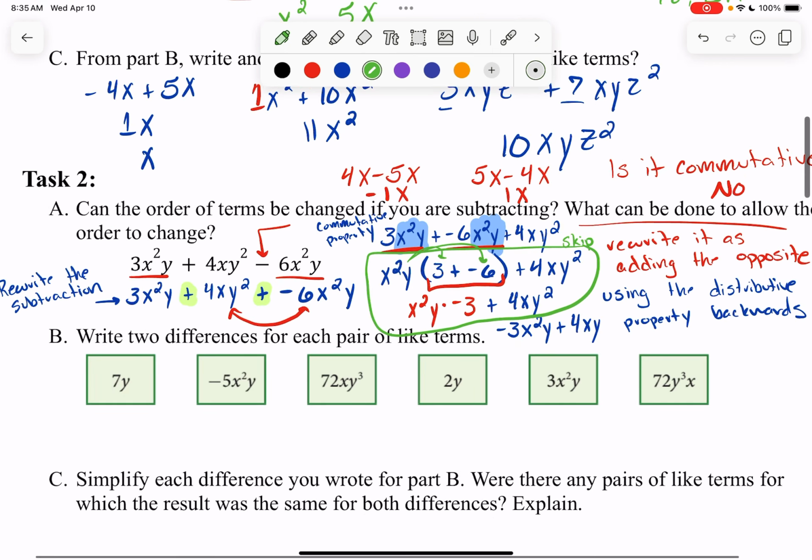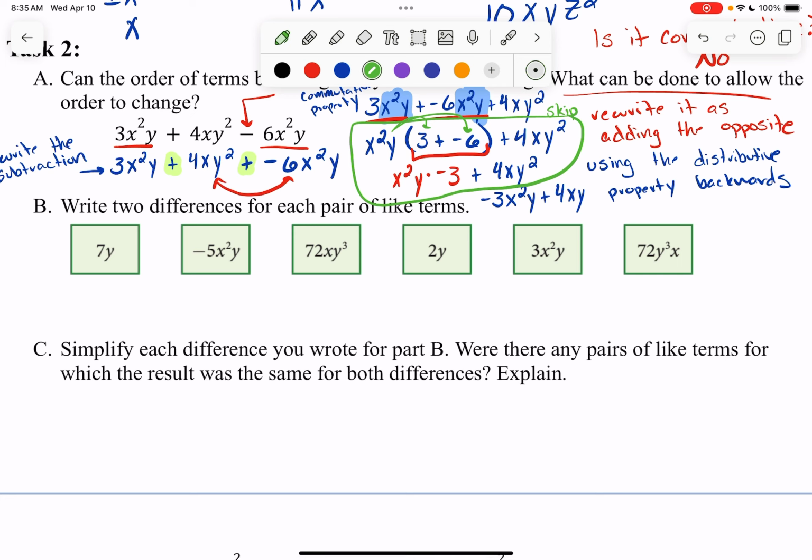On this next part, we want to write two differences for each pair of like terms. The reason we need two is that when subtracting, I can always do it in two different orders. First, let's look at this first one. We have 7y. Do I have any other terms with just a y? Nope. Ooh, that one. That's a 2y. So I can either write this as 7y minus 2y, or I can write it as 2y minus 7y. There's my two differences using those y's. Could subtract it either way.